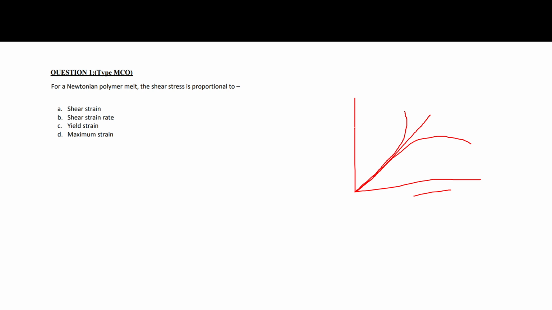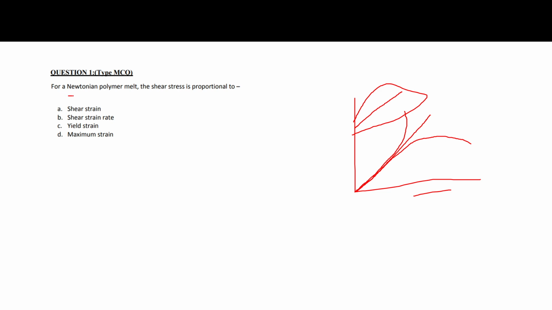There is another type of fluid where after some shear stress we get Newtonian type of behavior. That we call Bingham plastic. So for polymer melts or the viscosity of polymer solutions, we can identify by the following equation, shear stress versus shear strain rate.